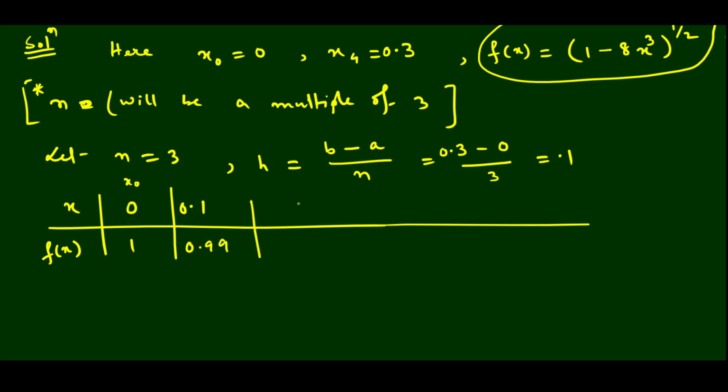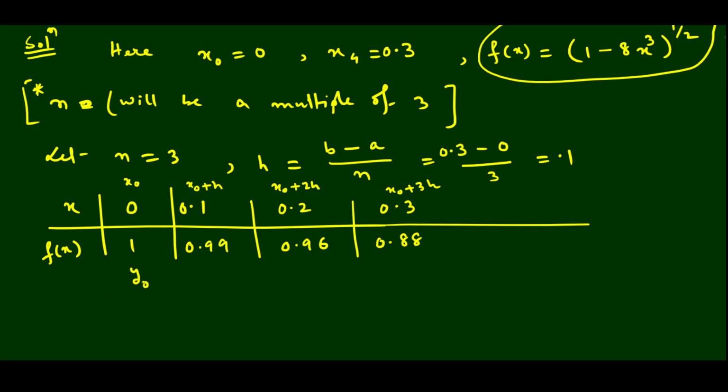The next term will be x naught plus twice h. So x naught is 0, and 2 into h is 0.2. So next will be our 0.2. So again, if we put 0.2 in the function, after calculation, you will get 0.96. And finally 0.3. So the last number we have here, if we put 0.3 in the function, you will get 0.88. Okay. So this is our x naught plus h, x naught plus twice h, and this is x naught plus thrice h. These things you need not write, because I am writing them for your understanding.